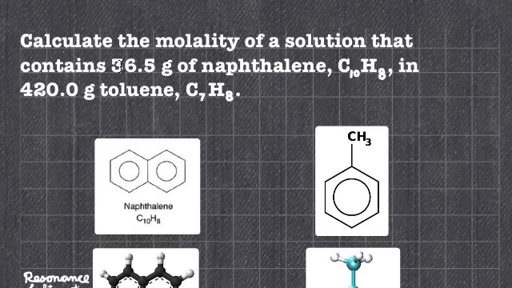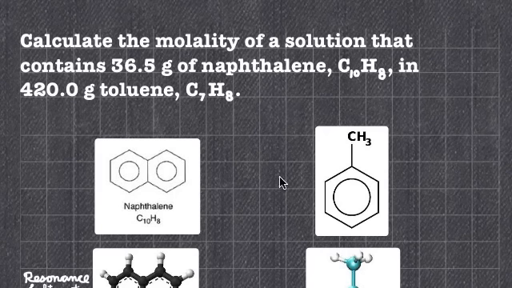Here I have 36.5 grams of naphthalene. It's actually the stuff that they used in old-fashioned mothballs, which I don't think they sell much anymore. And toluene, which smells sort of like model glue of some kind. I have 420 grams of toluene and 36.5 grams of naphthalene.